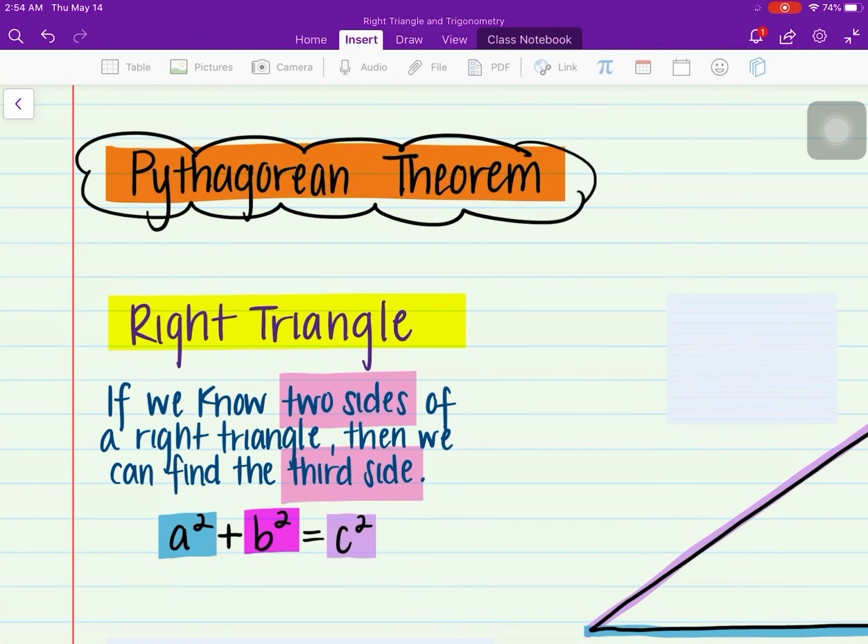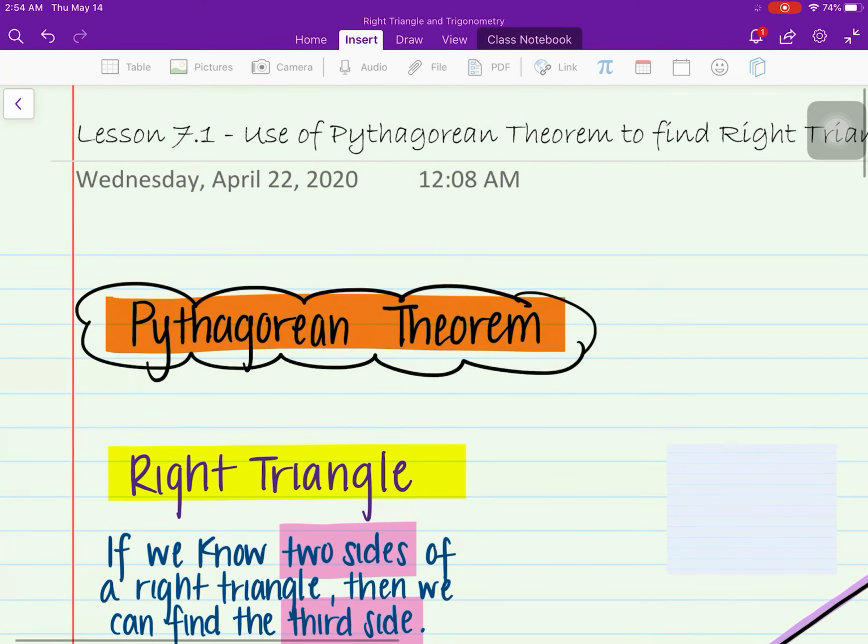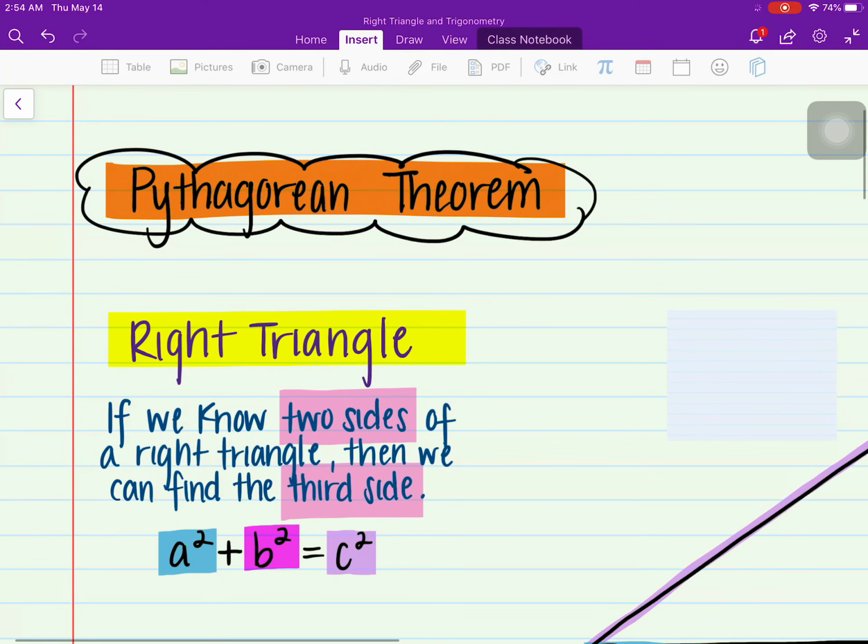Alright, you guys, so let's go ahead and take a look at this here. This is lesson 7.1, so we're starting our new chapter here. And we're starting off with right triangle and trigonometry. And to start off the chapter, we are introducing Pythagorean theorem.